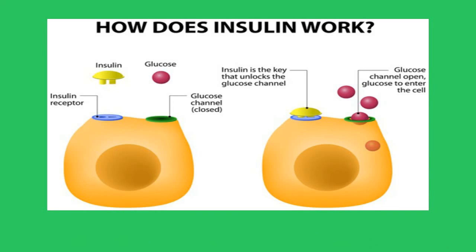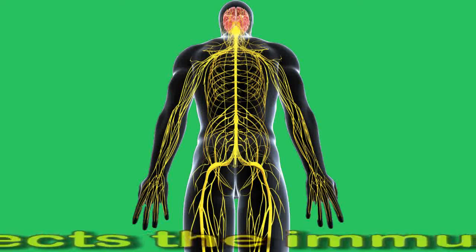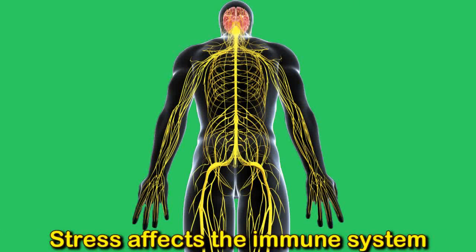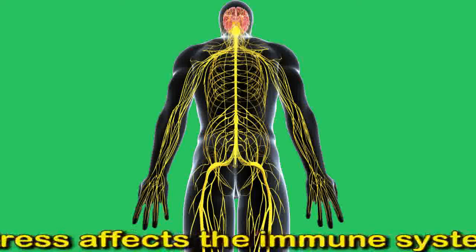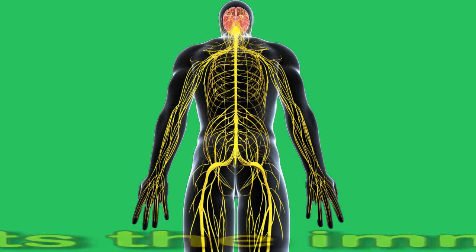Stress affects the immune system. Chronic stress may also affect the immune system. In one study, researchers noticed that a particular immune system response to chronic stress is similar to one that is involved in the development of type 2 diabetes.